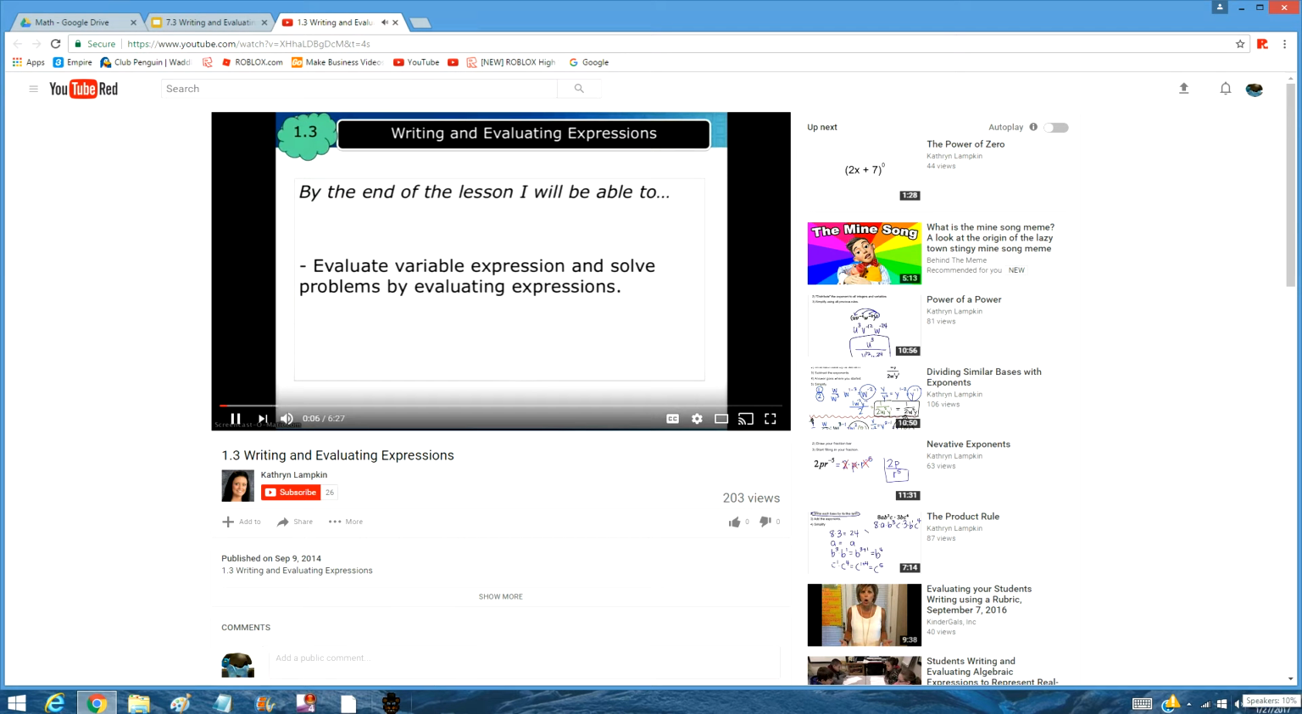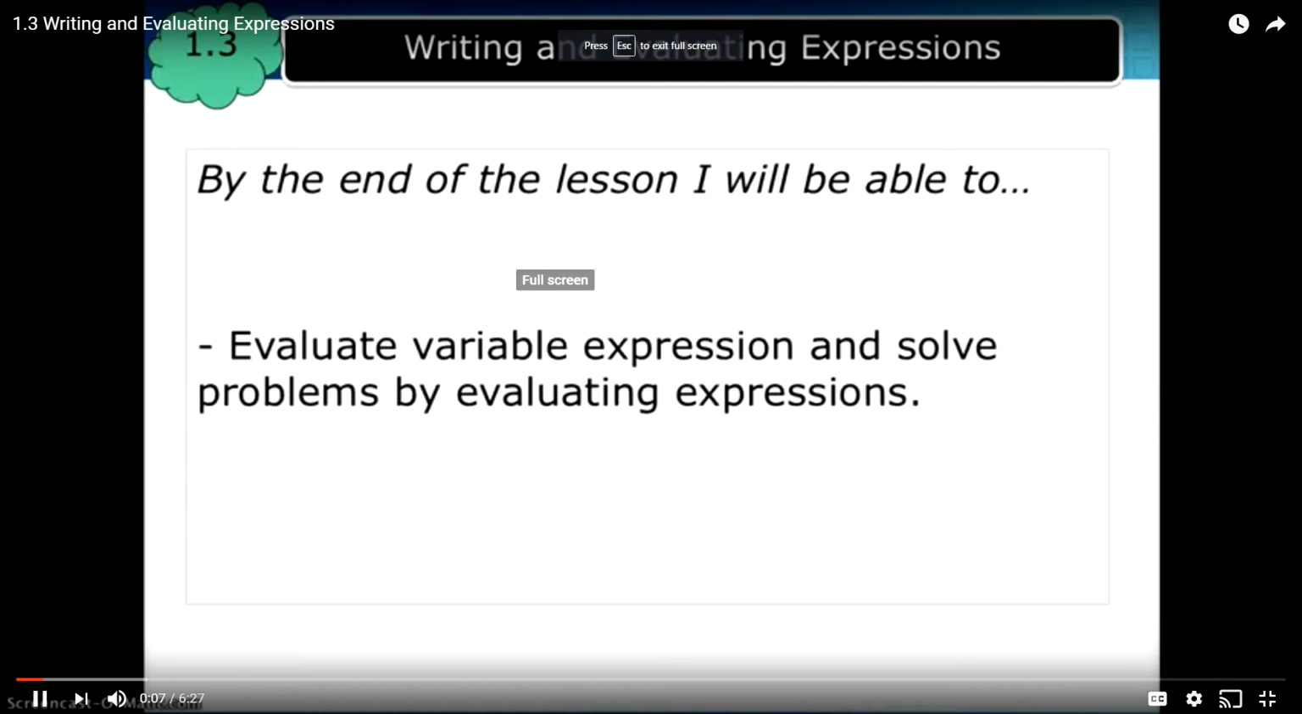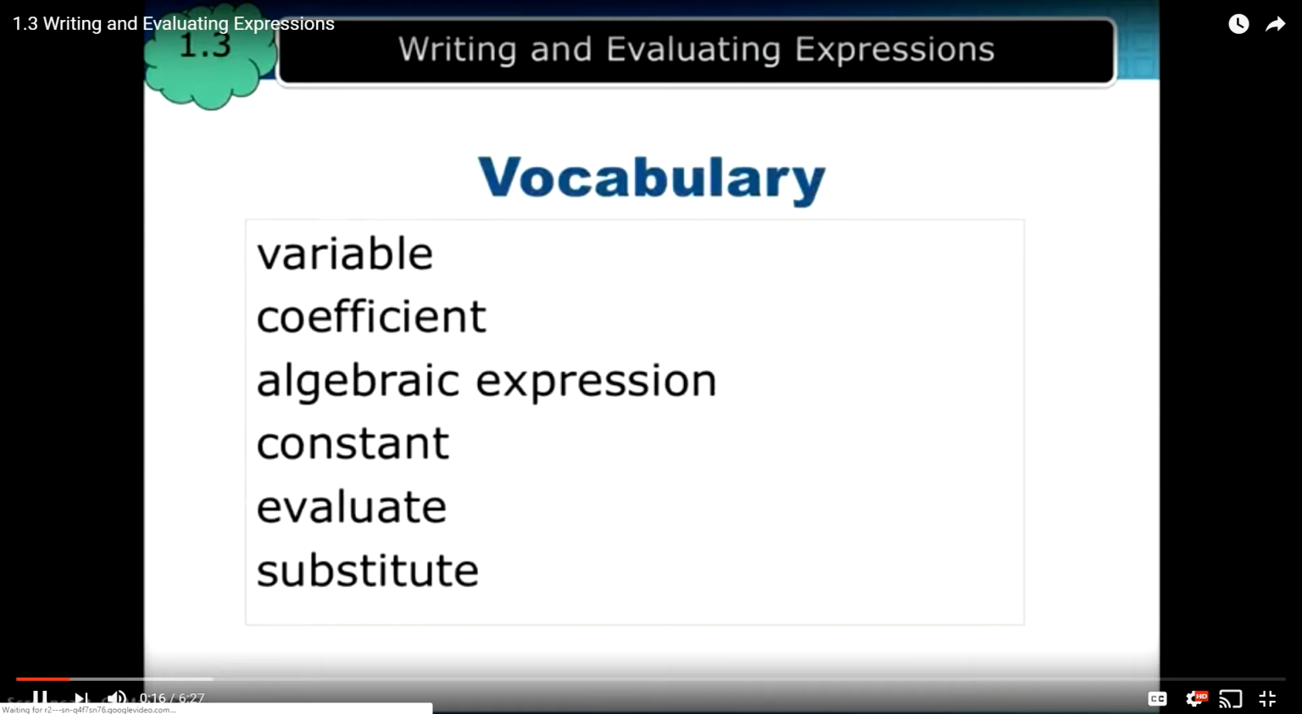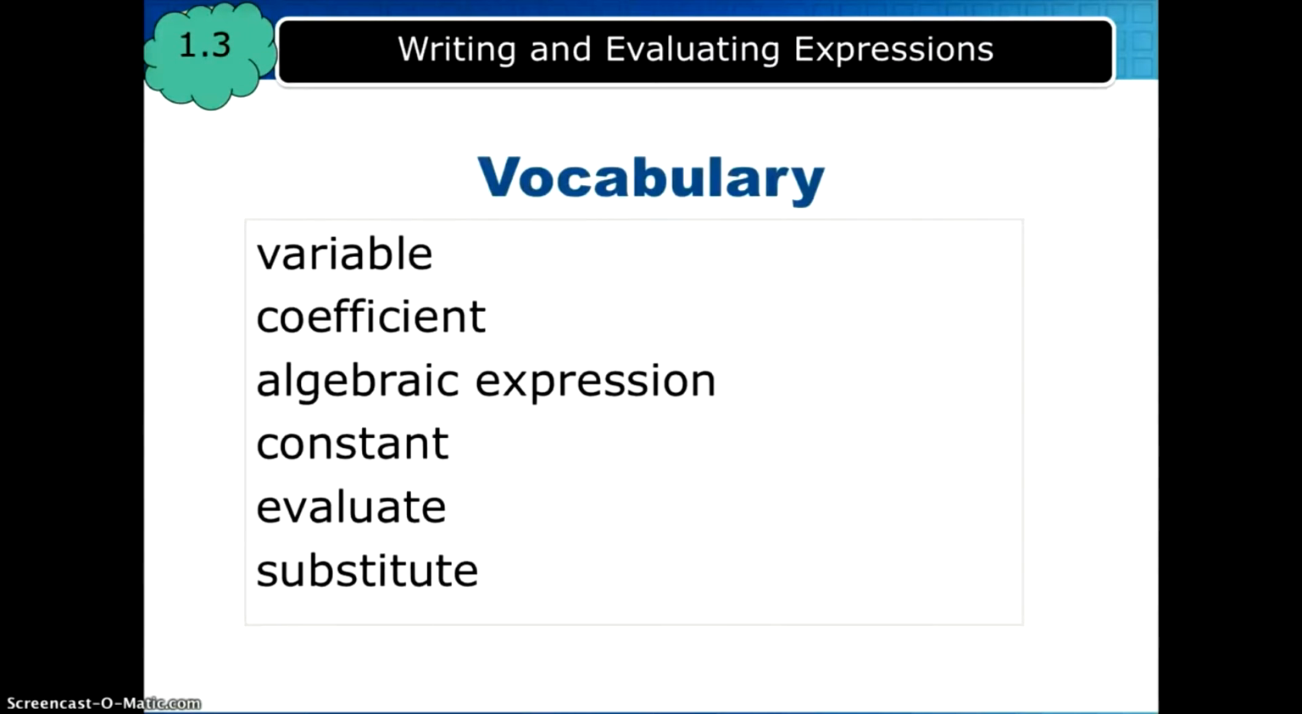By the end of the lesson, I should be able to evaluate variable expressions and solve problems by evaluating expressions. Here are your vocabulary words that we're going to see later on. No need to write them down now, but you will see them later.